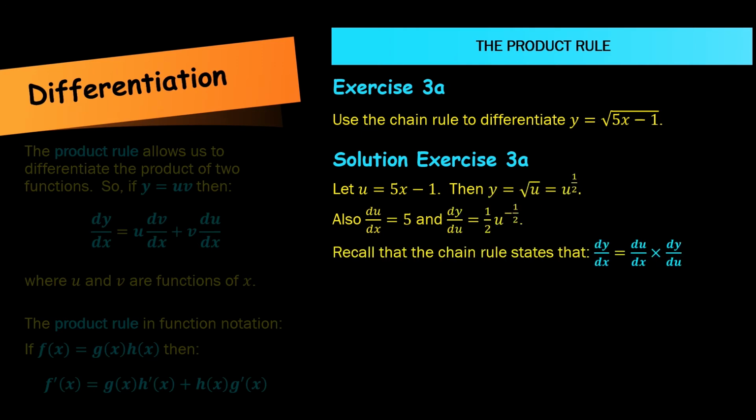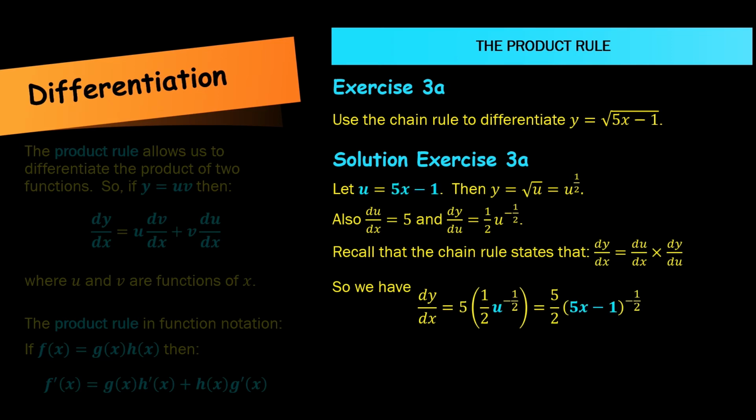Now from the chain rule, we have that dy dx equals du dx times dy du. And so plugging in the different parts gives us that dy dx equals 5, which is the value of du dx, times a half u to the power minus a half, which is the expression for dy du. And since we introduced u, we need to plug in u equals 5x minus 1 as shown, to give us that dy dx equals 5 over 2 times 5x minus 1 to the power minus a half.